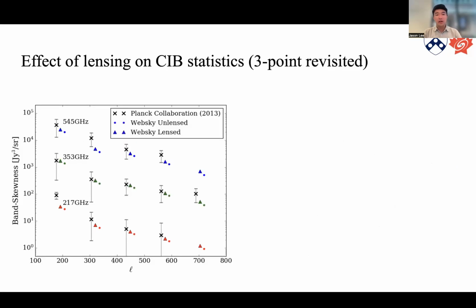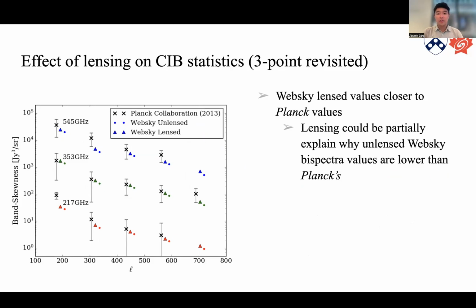Now let's look at our 3-point comparison with Planck again. And you can see that our lensed Websky values are slightly closer to the Planck values than before. So we believe that at least part of the reason why the unlensed Websky bispectra values are lower than that of Planck's is because of lensing.